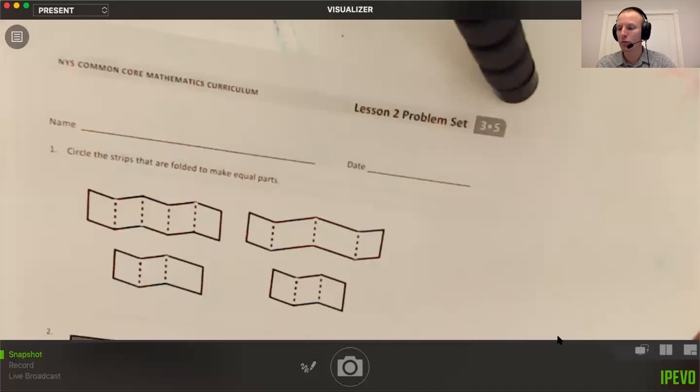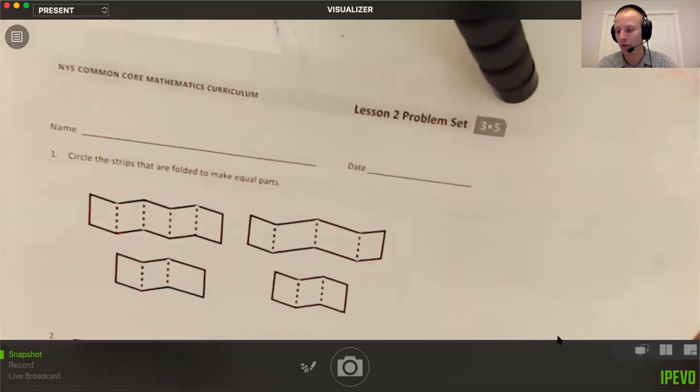So let's switch our screen share here and take a look at the problem set for lesson 2. The first part says circle the strips that are folded to make equal parts. So let's look at these. That has 1, 2, 3, 4, 5 parts. They're all equal, so I would say yes, for sure. Let's circle that. Well, that was really light. Let's circle it darker.